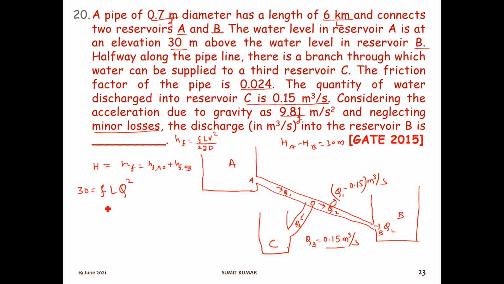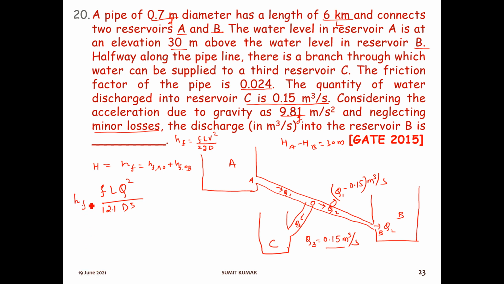FLQ square by 12.1 d to the power 5. Okay, d to the power 5. Correct. This d to the power 5 as HF. Okay, this will be your HF.